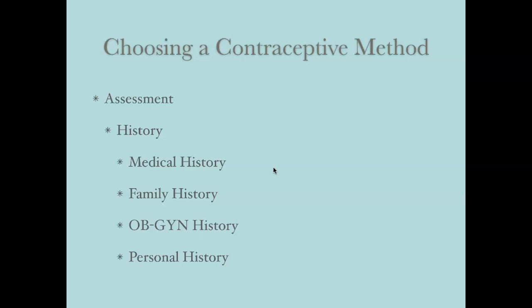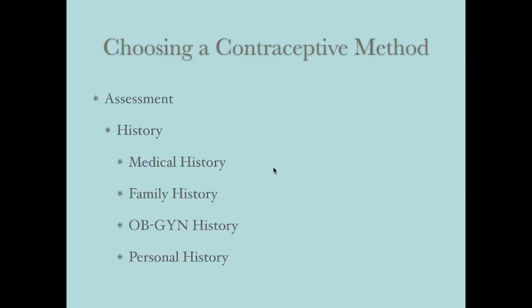We need to get an OBGYN history. We need to know where they are as far as in their family planning. Are they wanting to get pregnant soon, or is that something that's going to be further down the road? That lets us know about longevity of the contraceptive method that they may choose.